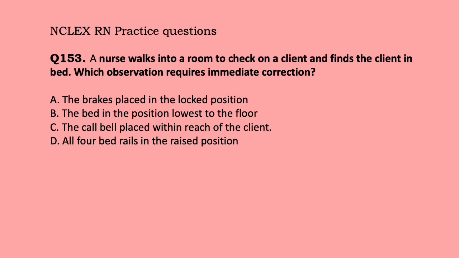NCLEX RN Practice Questions. Question 153. A nurse walks into a room to check on a client and finds the client in bed. Which observation requires immediate correction? A. The brakes placed in the lock position. B. The bed in the position lowest to the floor. C. The call bell placed within reach of the client. D. All 4 bed rails in the raised position.